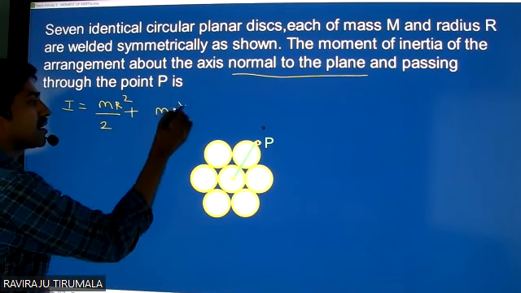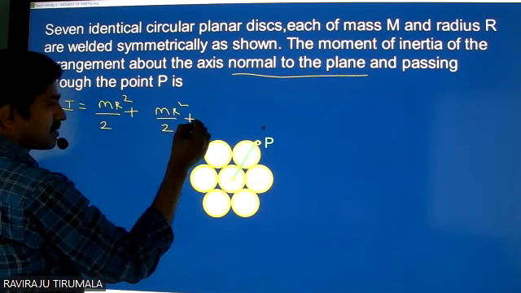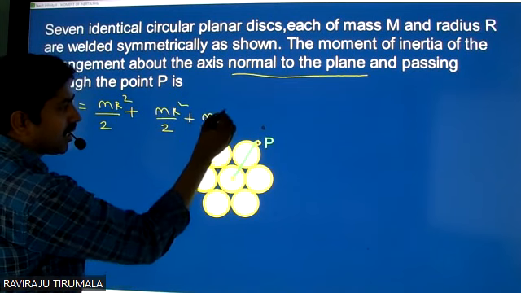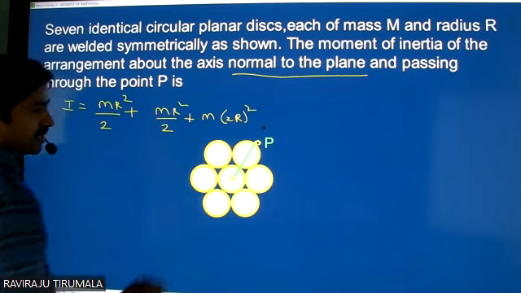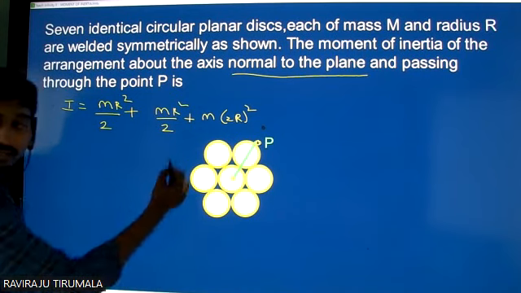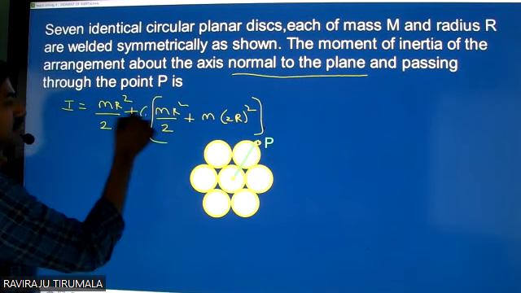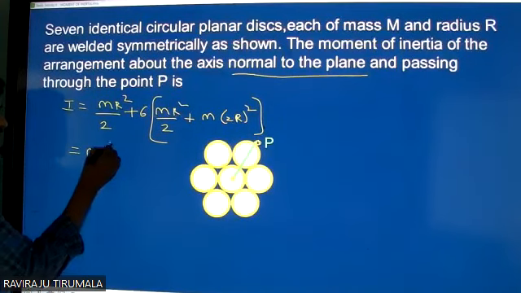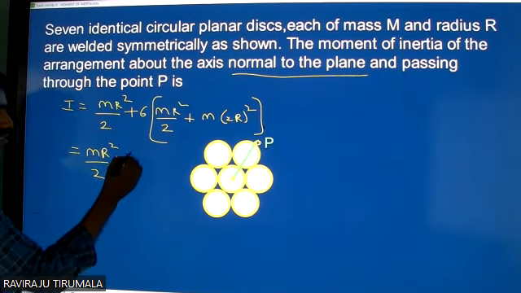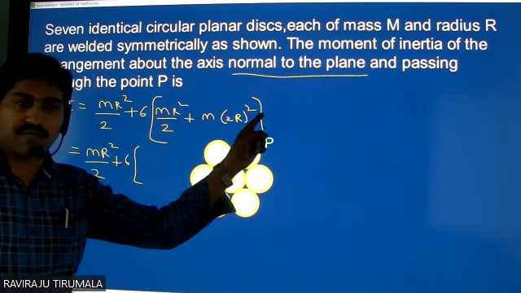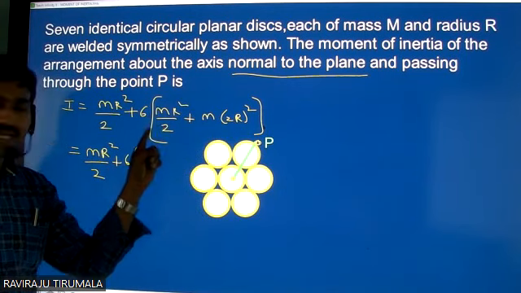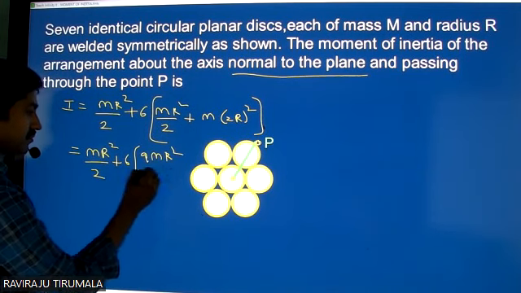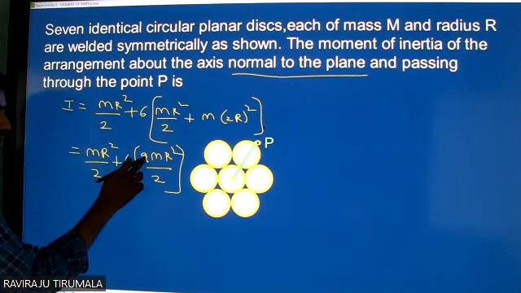So mr square by 2 plus m into, what is the distance between this center and this center? R and R, 2R, na? 2R whole square. But in such a way there are 6 discs only, na? So you can take 6 into. Directly we have added all of them. Now what is the answer? mr square by 2 plus 6 into 2R whole square, which means 4R square. 4mr square plus mr square by 2. That means 9mr square by 2. Totally it is 53 mr square by 2.